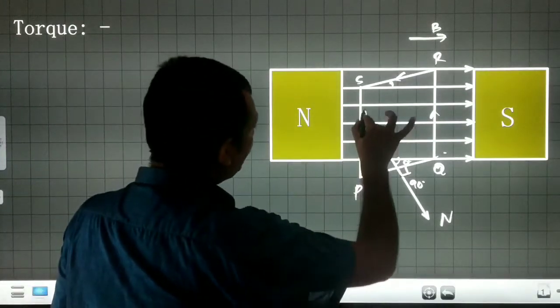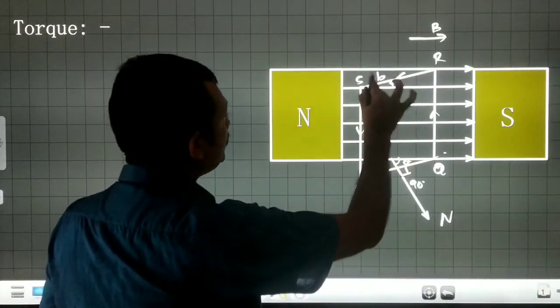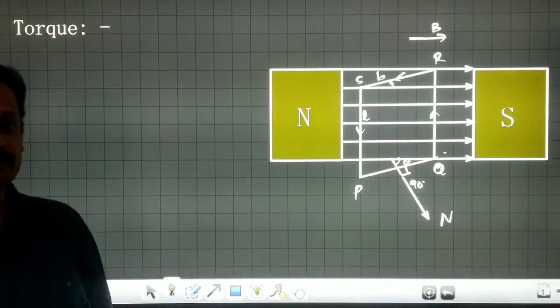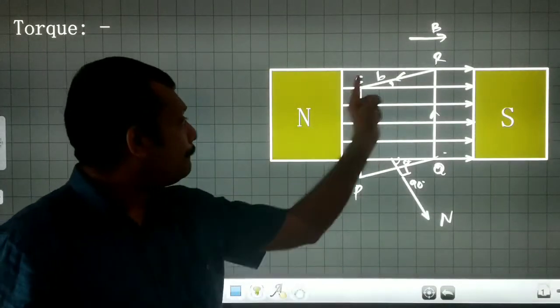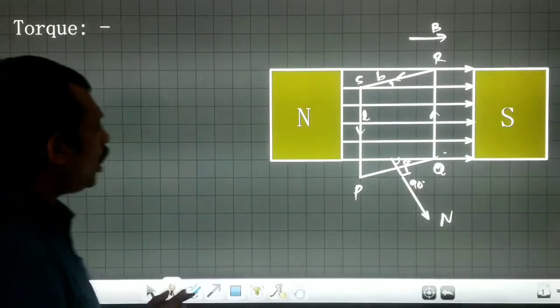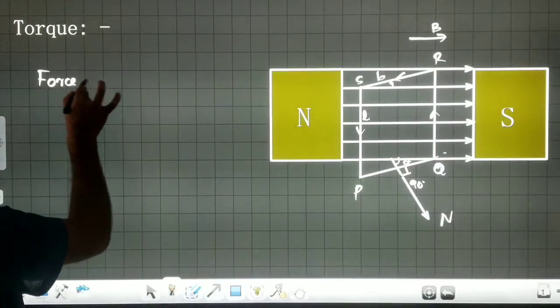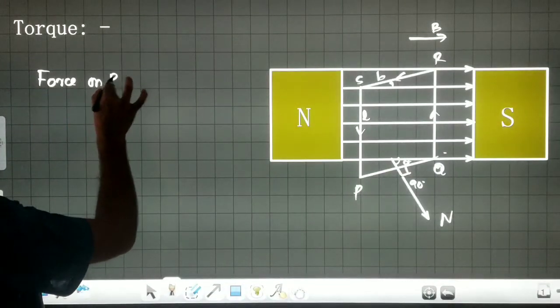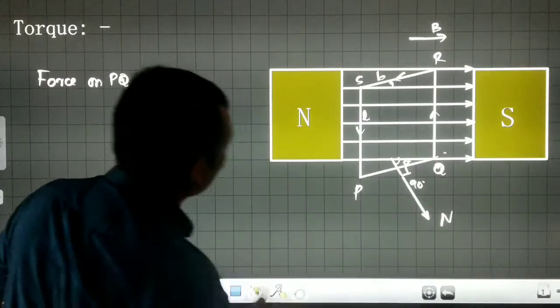Let L be the length of this rectangular loop, and B is the breadth of the rectangular loop. Okay, let us take the first one: the force on the element PQ.